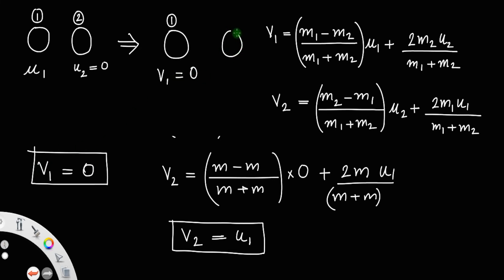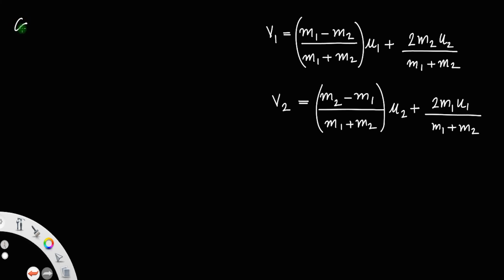But the second body, v2, moves with a velocity equal to the first body. So the velocity at which this body collides with this one is attained by the second body, and the first body comes to rest. Clear?